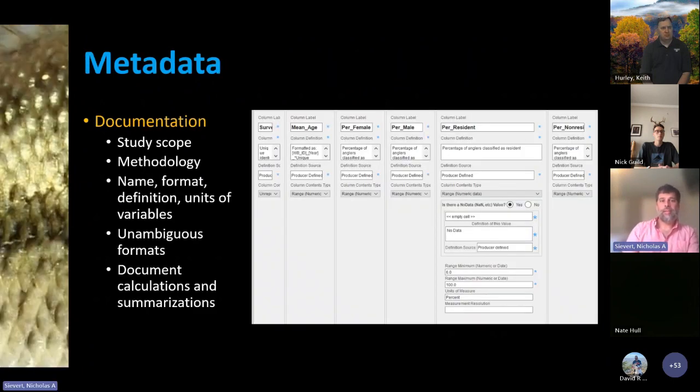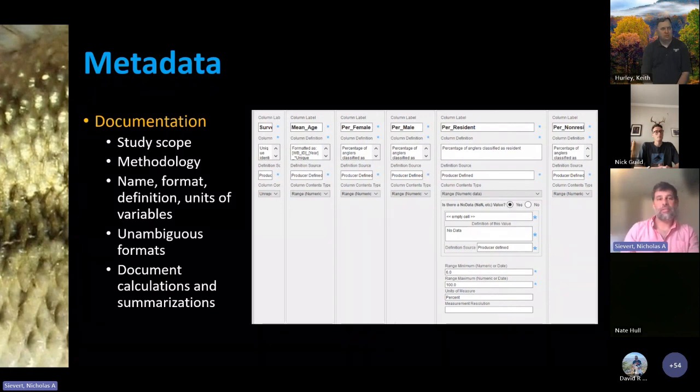And then finally, metadata is often overlooked, but it's incredibly important. It's basically documenting the data set. So you're going to want to include information about the scope of the study and the methodology that was used. For any of the information in the actual tables, you're going to want to have information about the name of the field, the format of it.